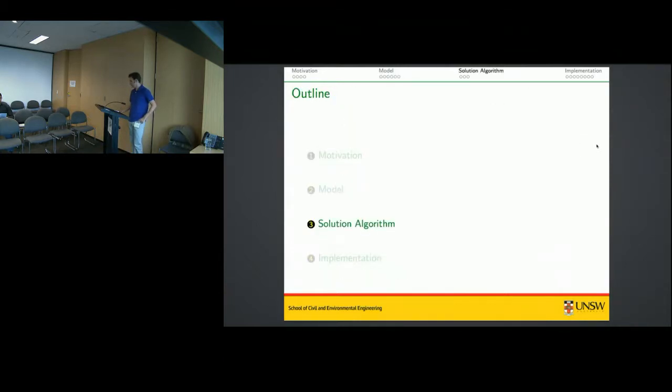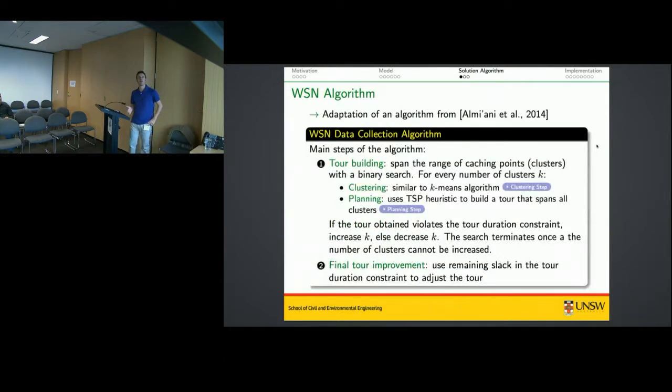So I'll jump to the solution algorithm, and I'll start directly by presenting the work of Almiani and Hall, which was recently published at the beginning of the year, and which is the main inspiration for the algorithm that we used later. So I'll go through this algorithm step by step, and that will very much summarize the main steps in our algorithm too.